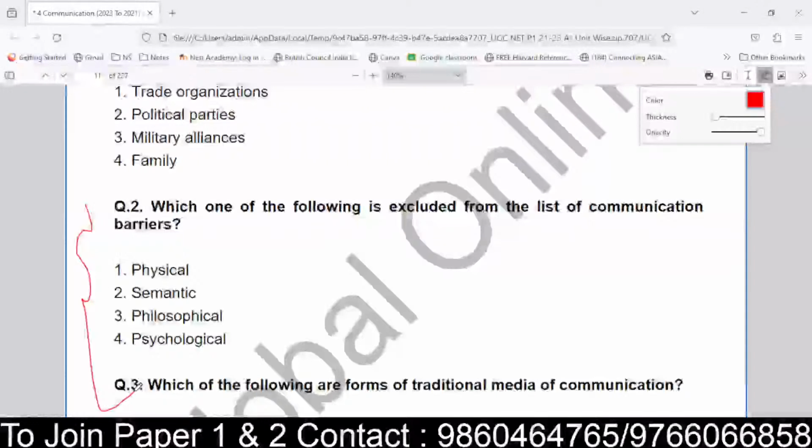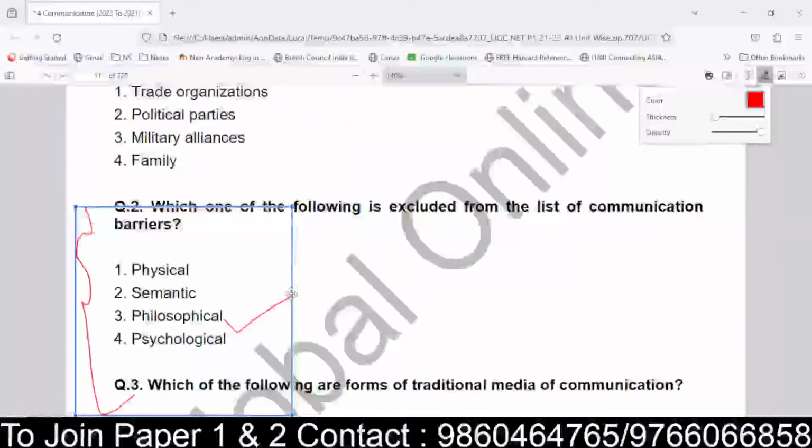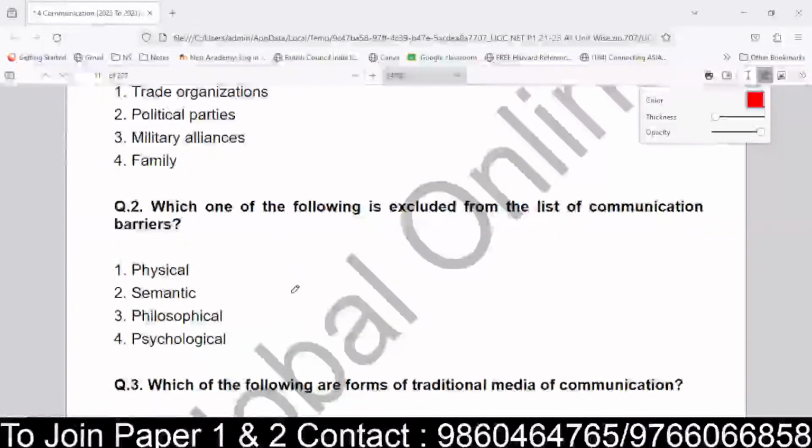Okay, coming to the right answer, which is not considered as a barrier for communication from the given options, that is question number 2. So philosophical, there is no such barrier called philosophical. We have physical, semantic, psychological, but there is no such philosophical barrier. So see, very important, very minute question, very easy question, but still you need to know how many barriers there are.